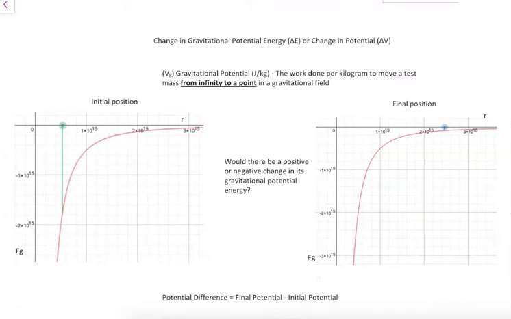So first, I'm going to ask you a question. Would there be a positive or negative change in its gravitational potential energy moving it from some initial point to some final point? So let's say the green is the initial position and the blue is the final position. Is that negative or positive? We're going a further distance away, but this graph is negative. So I want you to come up with an answer and maybe a little bit of reasoning, and then let's see what we're thinking, because you could use the intuition that you know previously.